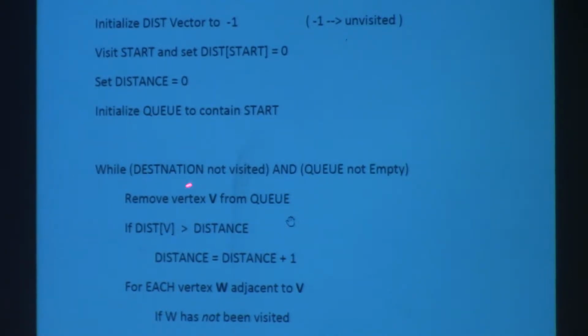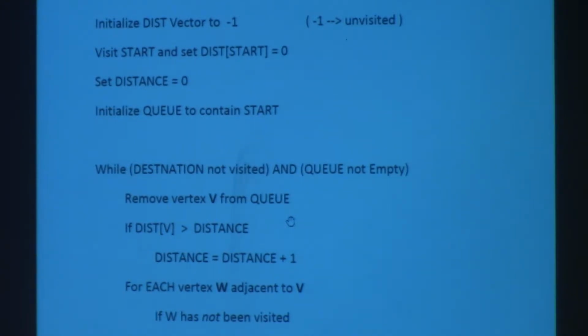So I'm going to remove A into V. V is the current vertex. We'll get the value of whatever is in the Q, in this case A. I'll remove A into V from the Q. If the distance of V is bigger than distance? Well, the distance of V, which is A, is 0. Is it bigger than distance? The answer is no. So that means I'm currently at V, and the distance from where I am right now, from the start, is 0.